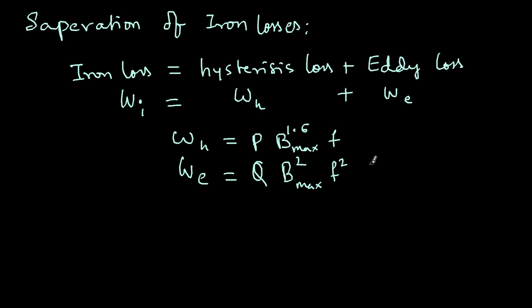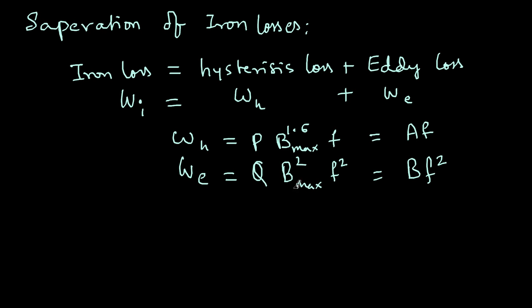Now, P and Q are constants themselves, and if I keep B max constant in both, as in regular operation, I can combine this entire thing into a constant. So I can say A into F and B into F square. In other words, hysteresis loss at a constant flux density is proportional to frequency, and eddy current loss at a constant flux density is proportional to frequency square. These A and B are constants which can be determined by testing again.